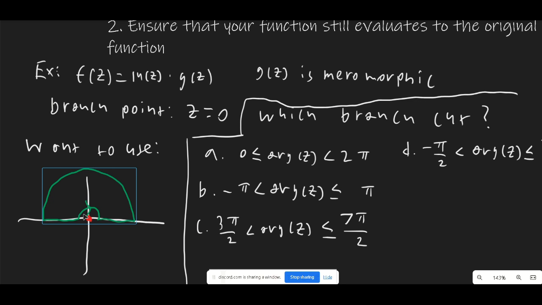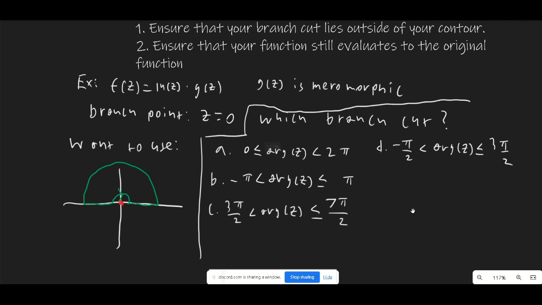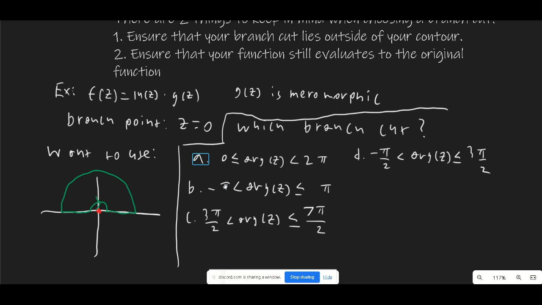Now, the trouble here is we have to pick a branch cut for natural log of z. And there are 4 options that I have detailed here. Let me zoom out a little bit. I want you guys to try and figure out which one we should use. Keep in mind these 2 rules right here. And remember that our original problem was evaluating an integral on the real axis of f of z.